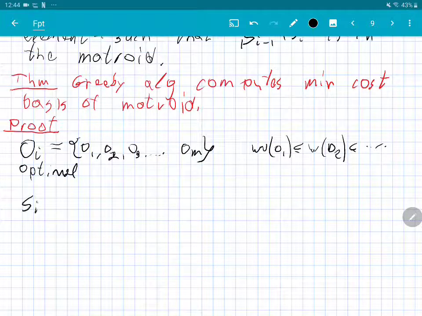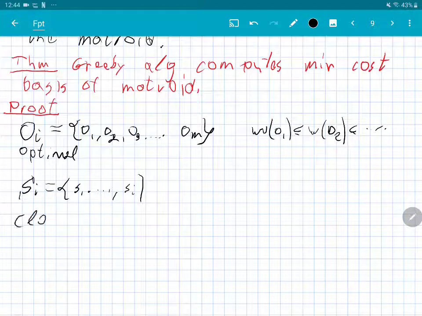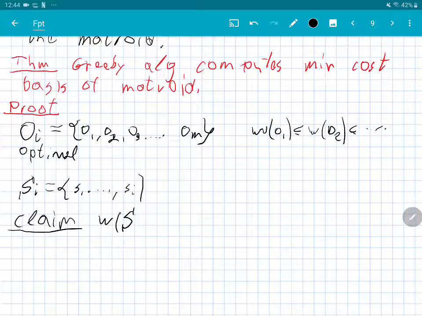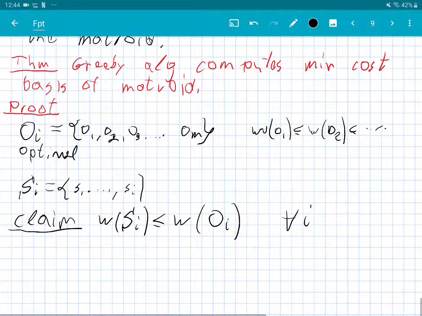And now, of course, we already defined the set S_i, which was the greedy algorithm picking the elements S1 to S_i. And the critical claim is that the cost of S_i is smaller than the cost of O_i for all i. If this is true, then we are done, because clearly the algorithm would end up with a basis, since we are adding elements until we cannot add any more elements. All the bases have the same size, so we're going to end up with a basis. And this would imply that this is the minimum cost.